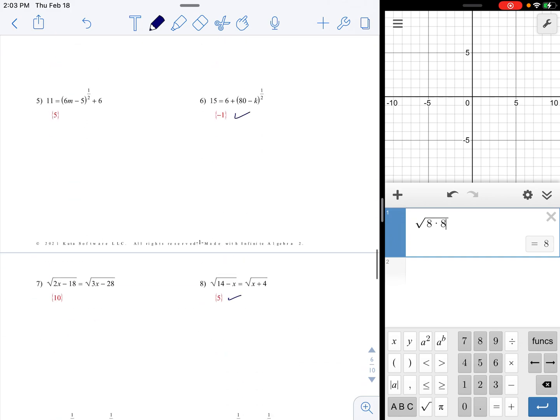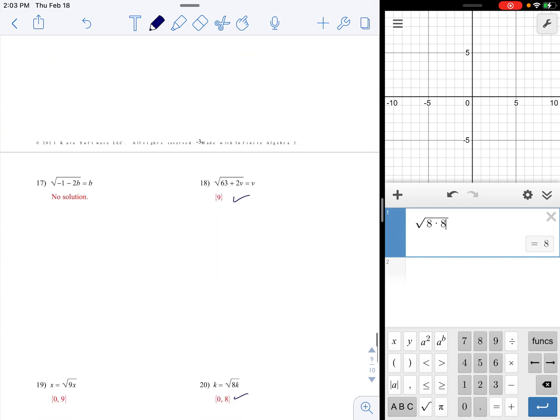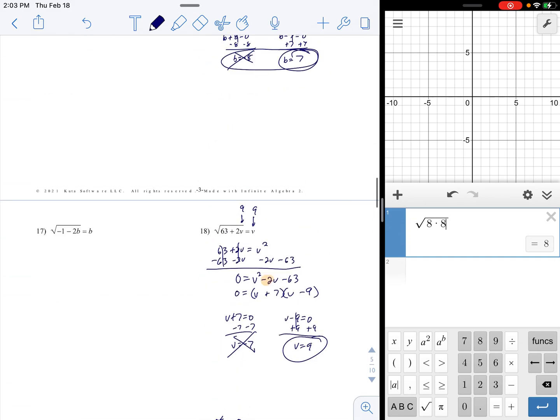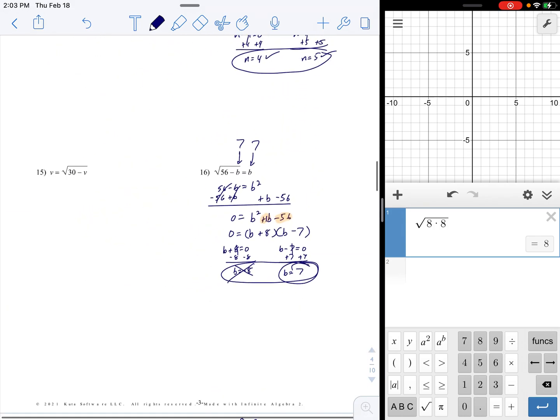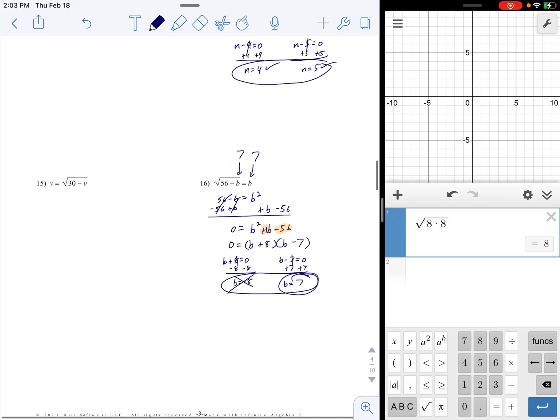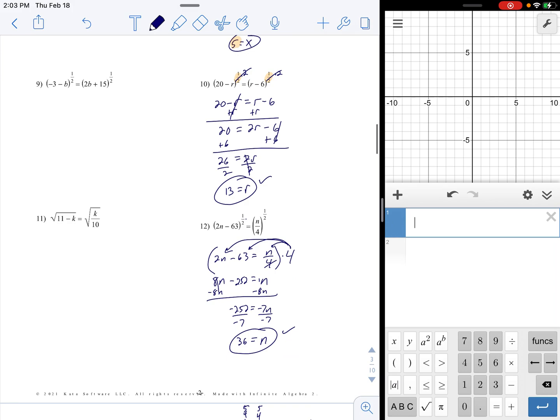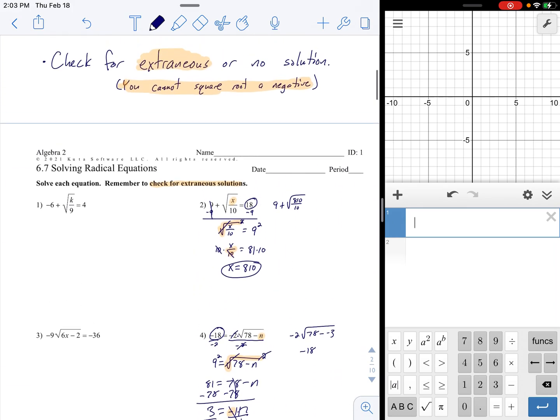Probably you've noticed as I've scrolled through, one of your problems is no solution. So it is possible that when you work this all out, maybe you get two solutions. When you plug them in, they both work out to be extraneous. So if they're both extraneous, you just write no solution. Make sure you do show your work on this assignment as much as possible.